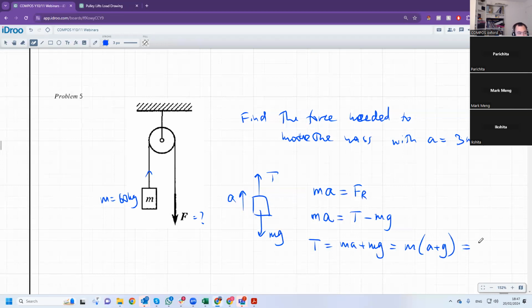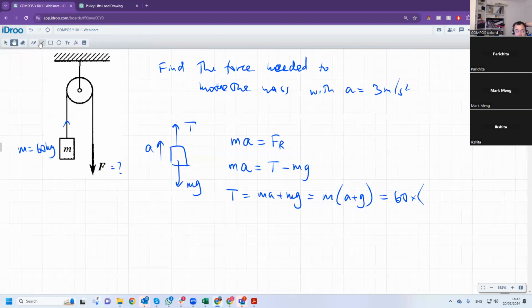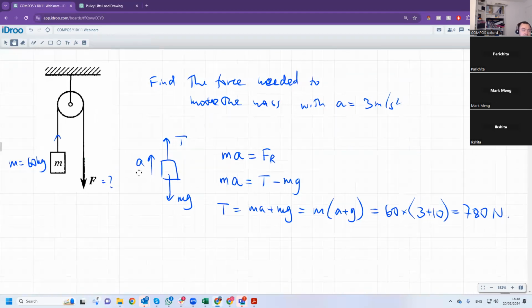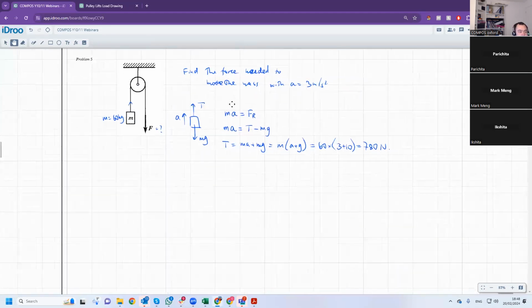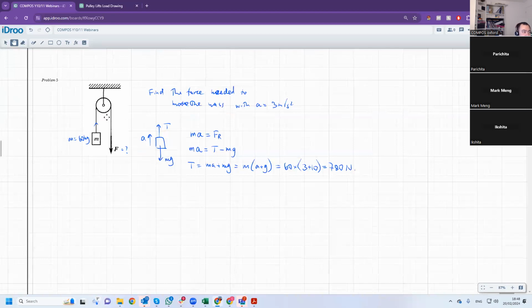So m is 60 multiplied by 3 plus 10, is equal to 60 times 13, which is 780 newtons. Mass up.